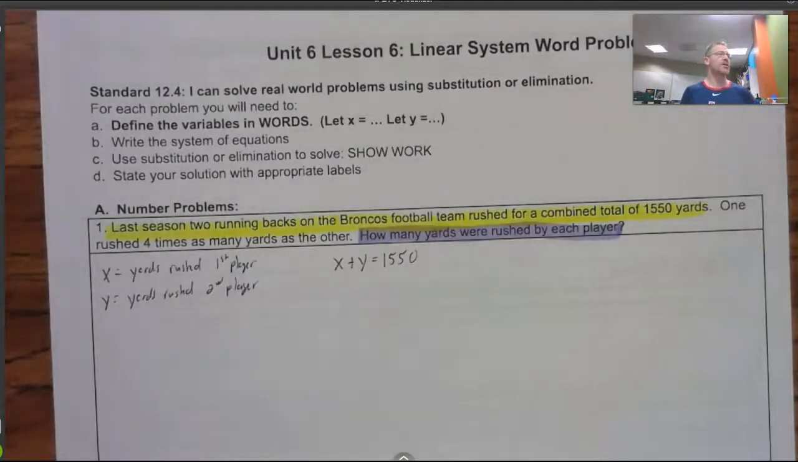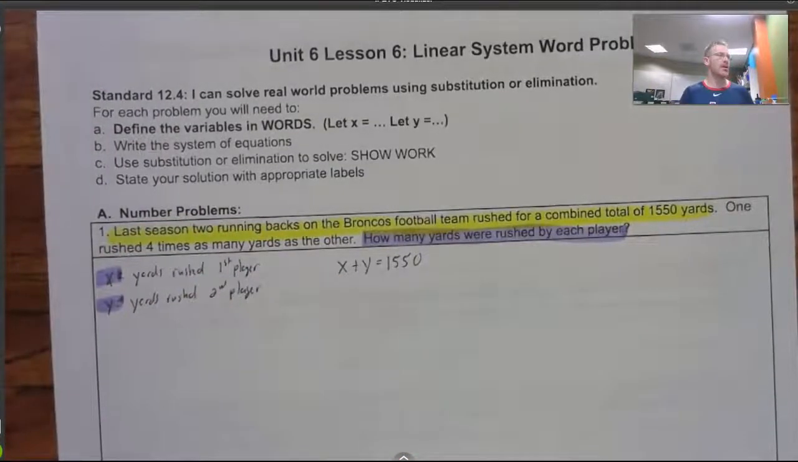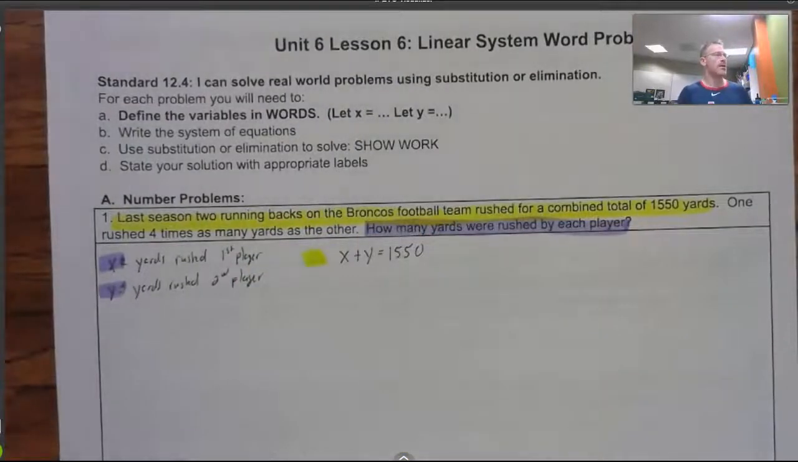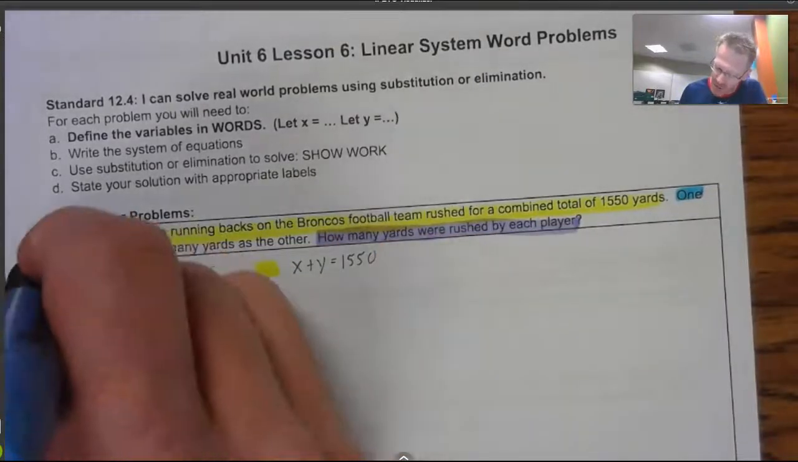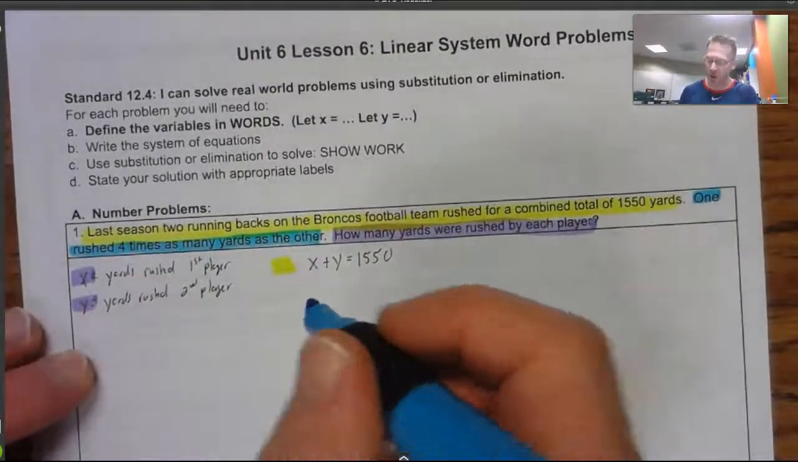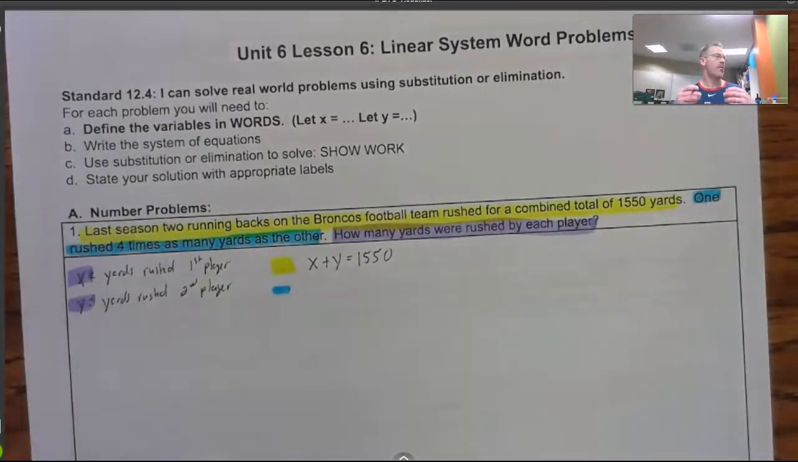Now, if we look at the second line, the purple gave us our variables. The yellow gave us this equation right here. And now, one rushed for 4 times as many as the other. So there's another one, and that's going to be our second equation. It doesn't matter which one is x or y, it'll work out in the end.